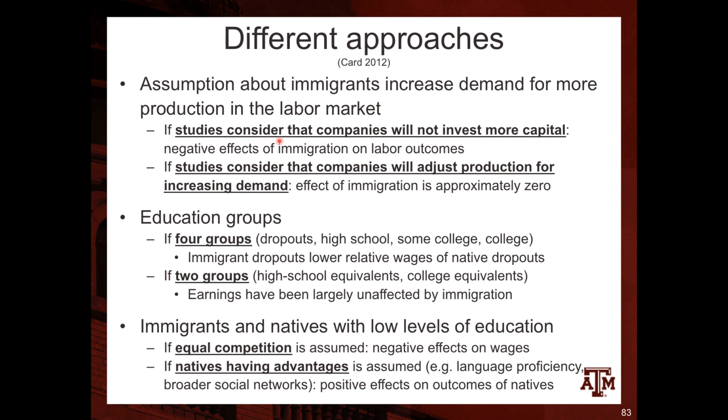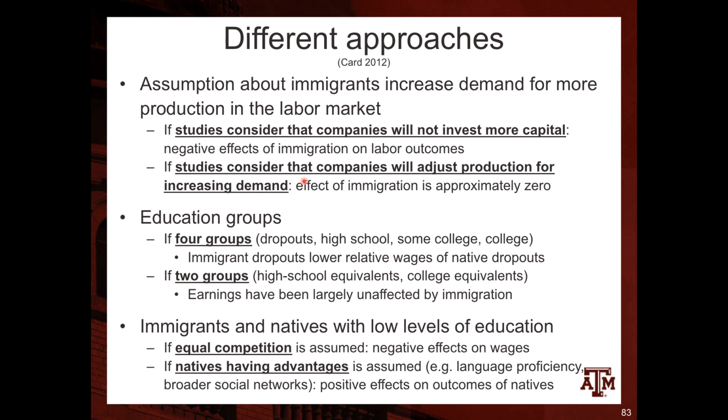The main argument in these studies is that they want to analyze the increase in immigration on labor outcomes of US-born workers. So they do not take into account that businesses and companies, because there is an increase in immigration, will start to increase their production and hire more people. Their assumption is that immigration is not going to increase the demand for production in the labor market. But other studies might have a different approach.